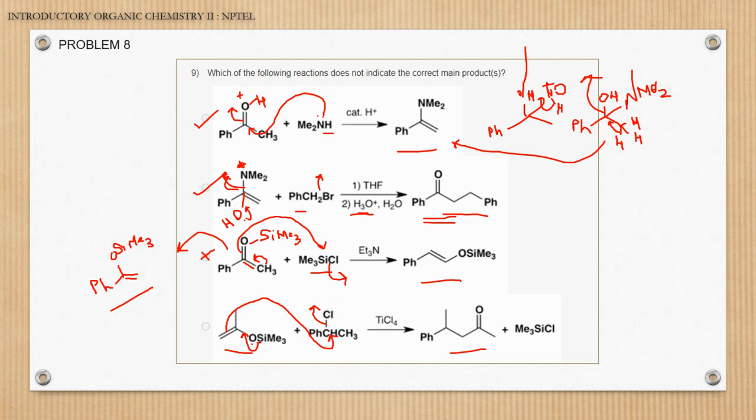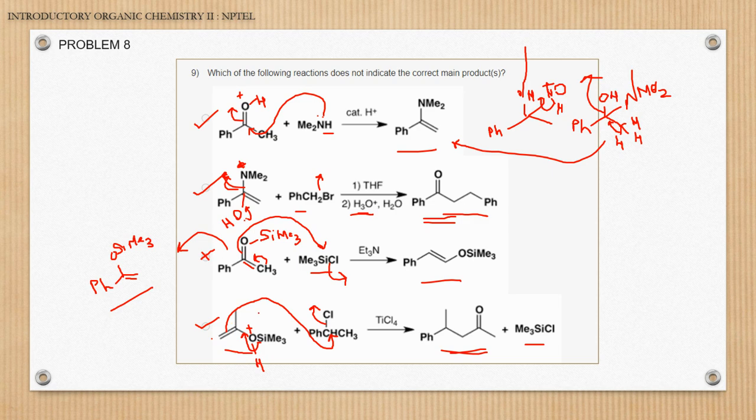So here this oxygen is getting protonated in the presence of Lewis acid. So after the protonation, the silicon-oxygen bond will cleave, it will go down, and this C double bond C, which now has a negative charge, will attack onto this electrophile to give you this ketone and deprotect this trimethylsilyl chloride. So this is the correct reaction product.